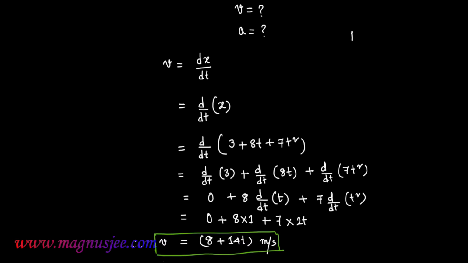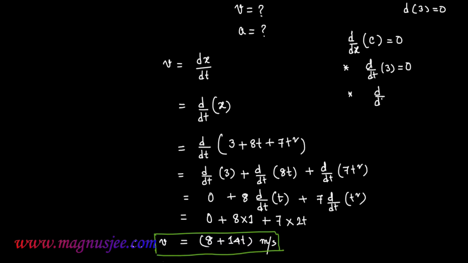How it becomes 0? We know we had the formula d/dx of c, c is constant, so 0. That's why d/dt of 3 becomes 0. Clear? 3 is constant, that does not change. d means change of 3, that is 0. That's why d/dt of 3 is 0. d means small change in 3.